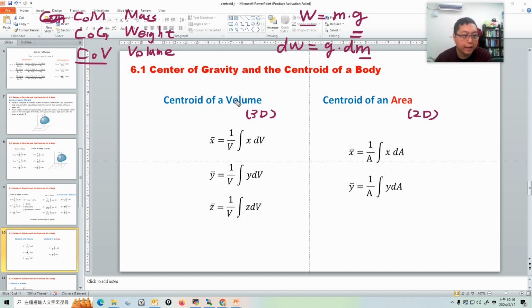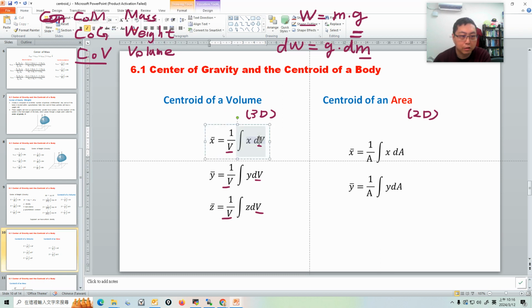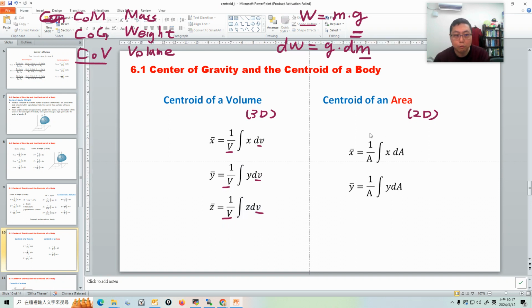Okay, and for centroid of volume, we care about the total volume and tiny volume. Here I should change this to tiny volume. And for the centroid of area, it becomes a 2D case. When it becomes a 2D case, we are focused on the area. So A is the total area, and we integrate with respect to the tiny area dA.